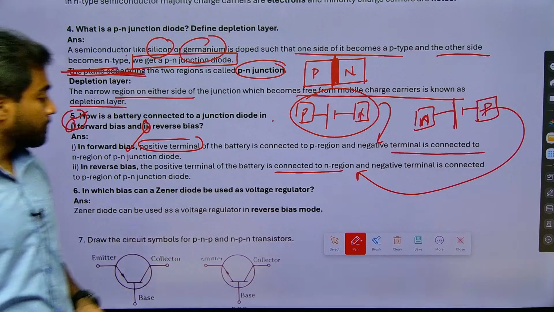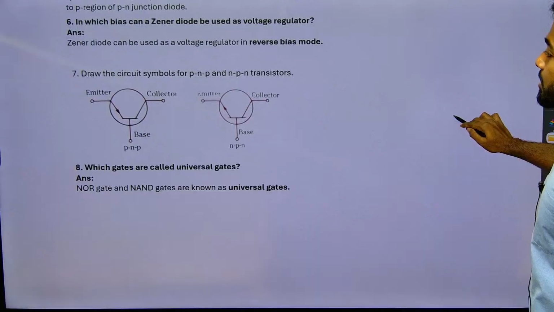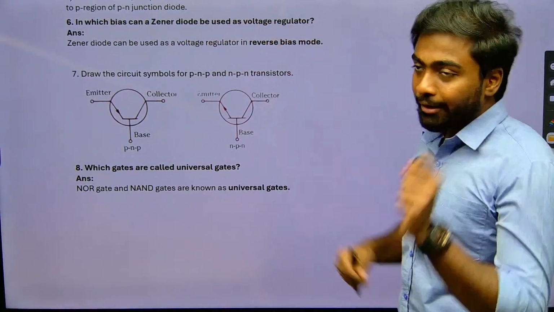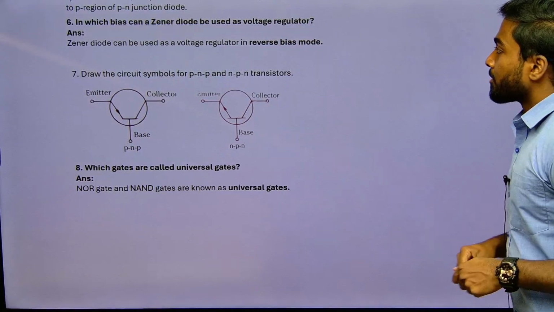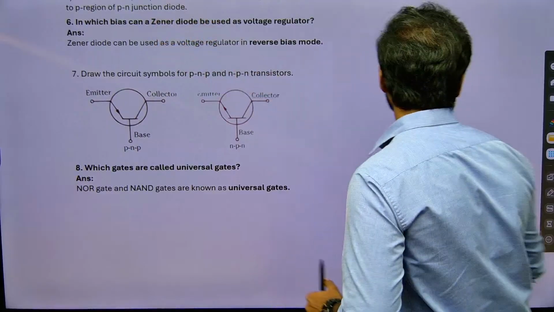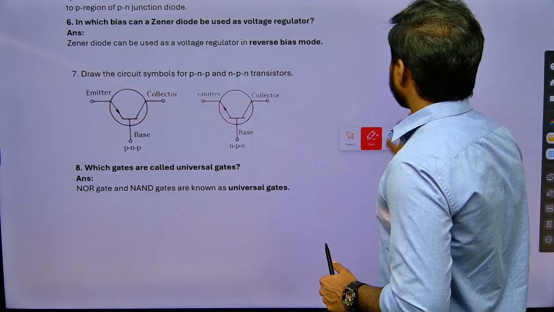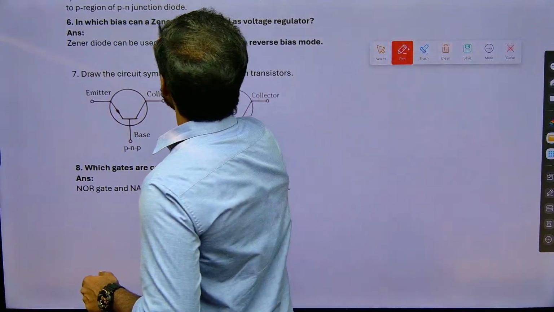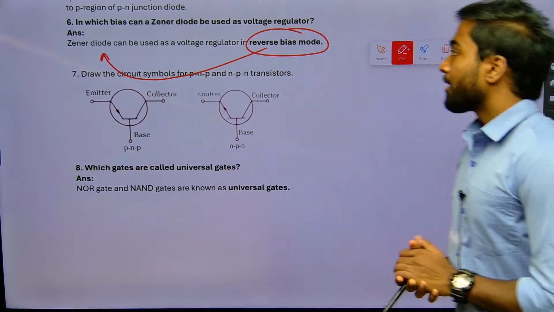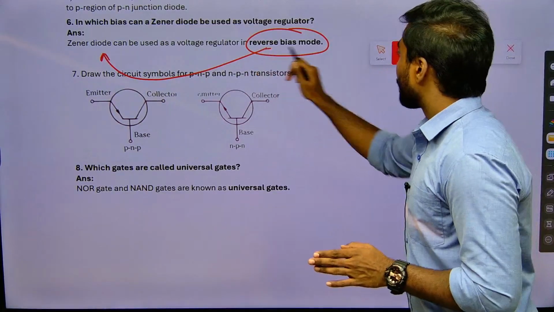Okay, done. The next question: in which bias can a Zener diode be used as a voltage regulator? Only in reverse bias can we use this Zener diode as a voltage regulator. So, a Zener diode can be used as a voltage regulator in reverse bias.